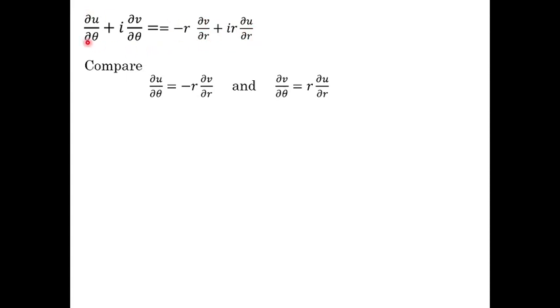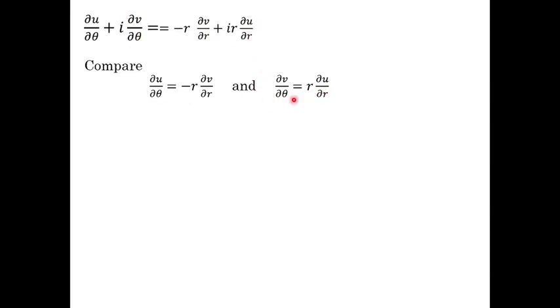Now comparing the real part and imaginary part in this case. Which is the real part in LHS? Dou u by dou theta. Here the real part is minus r dou v by dou r. And what is the imaginary part here? Dou v by dou theta is equal to r into dou u by dou r.